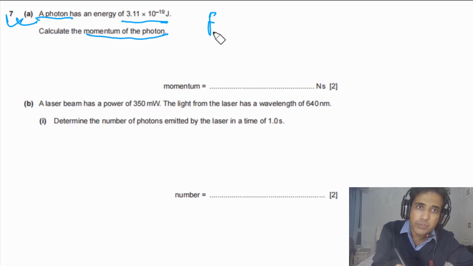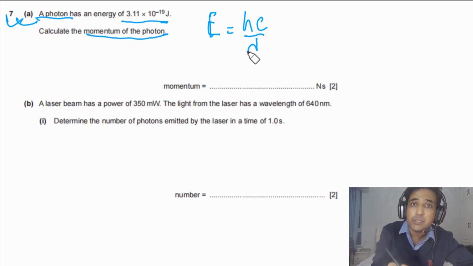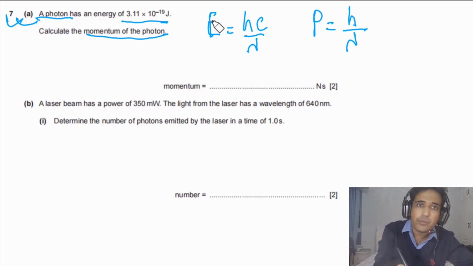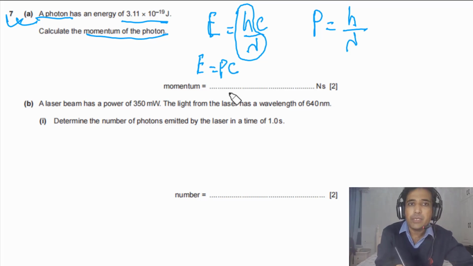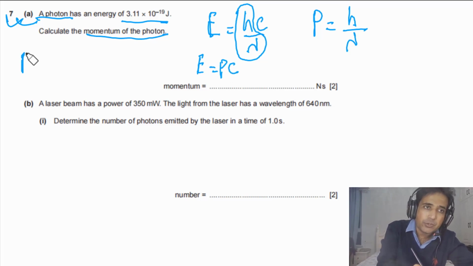First of all, we need to understand the energy of a photon. This is equal to hc over lambda. This is the energy of a single photon. And momentum is equal to h over lambda. So you can see from here, h over lambda is momentum. So we can say from here, E is equal to P times c. We need to calculate momentum, so simply momentum in this case will be equal to E divided by c.